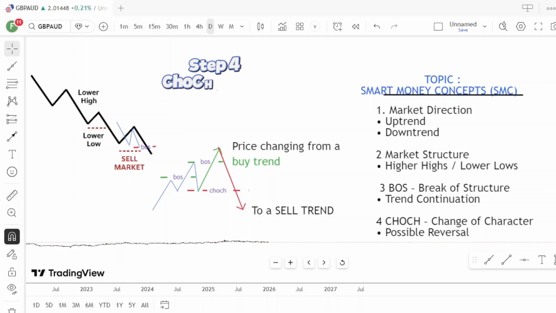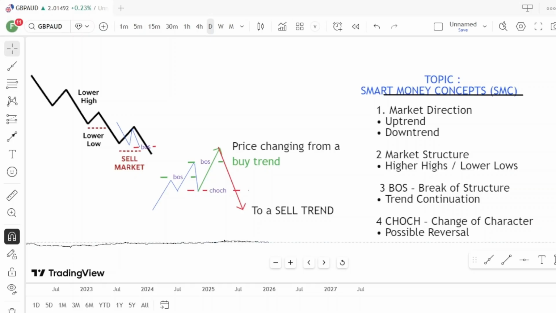Step 4: change of character. Now this is where many traders get confused about change of character. In an uptrend, change of character happens when price fails to make higher highs and then breaks a higher low. This tells us the market may be losing bullish momentum. Change of character simply means possible price reaction, not confirmation. Change of character does not mean sell immediately. It means something is changing. Pay attention. In the downtrend, it is the opposite.